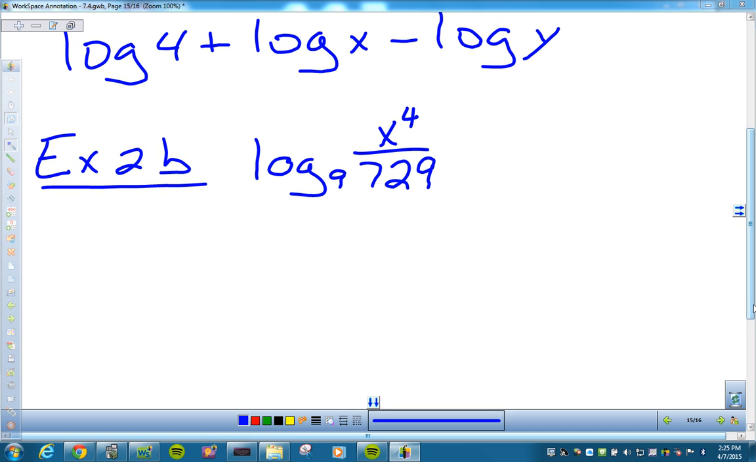Okay, so 2D. We only have C and D left, so you get time to work on your homework, okay?